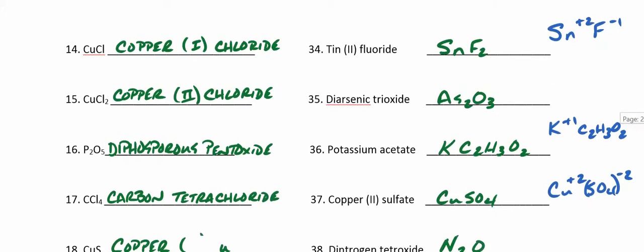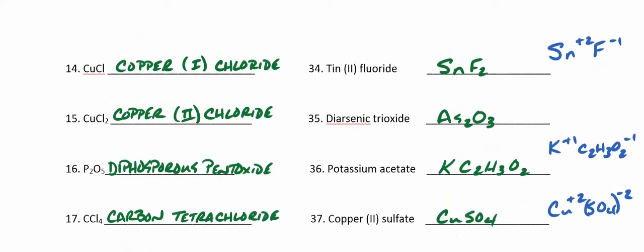Number 14. Let's look at number 14 and 15 together. Notice that copper is involved in both of these. Copper can have a charge of +1 or +2. In the first one, we have chlorine, there's only one of them. So -1 times 1 is -1.